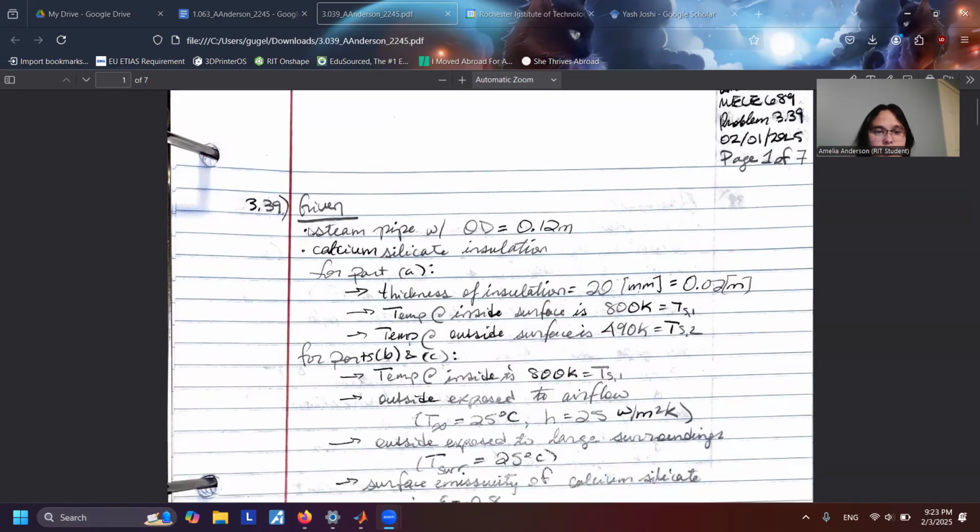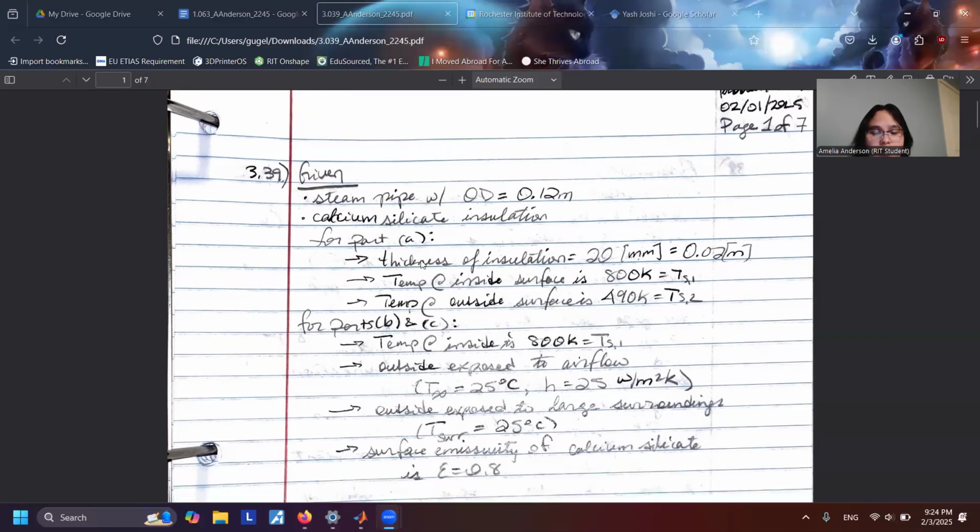So this is going to be a steam pipe. It's got an outer diameter of 0.12 meters, with calcium silicate insulation. I hope you guys can read my handwriting. If you can't, that's okay. I will try to read through as much as I can. There's a couple of parts.